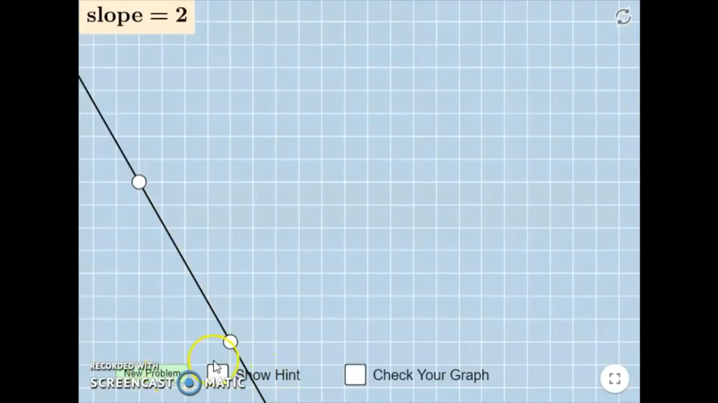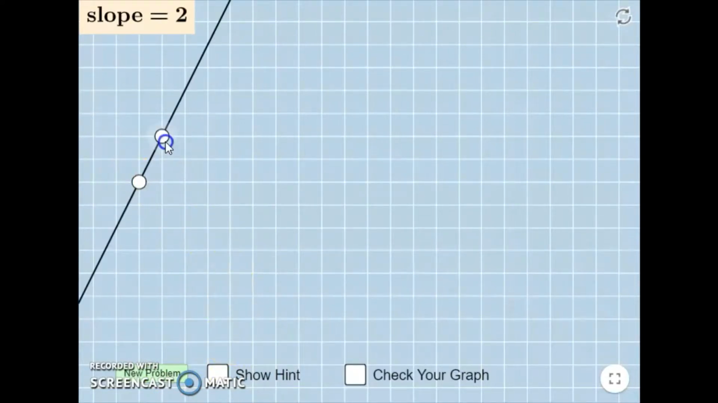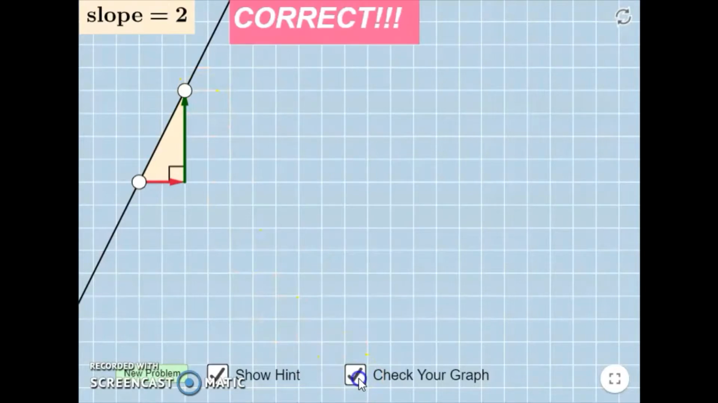A slope of 2. Then for a run of 1, we want a rise of 2. That will do. Or for a run of 2, we want a rise of 4. That will equally do. Either of those will do. Or have I got that right? 1, 2, 1, 2, 3, 4. Yes, I think that's correct.